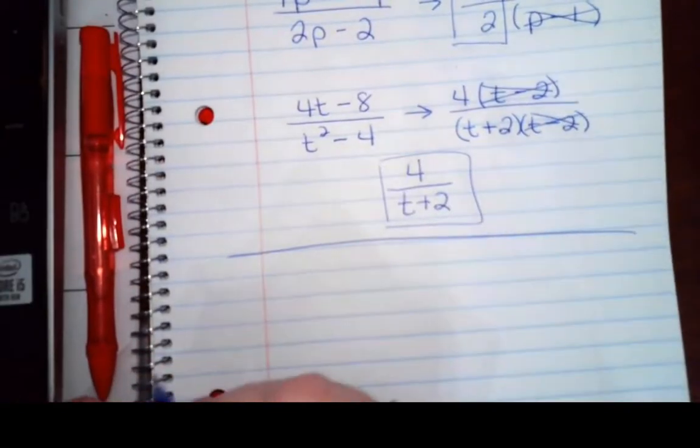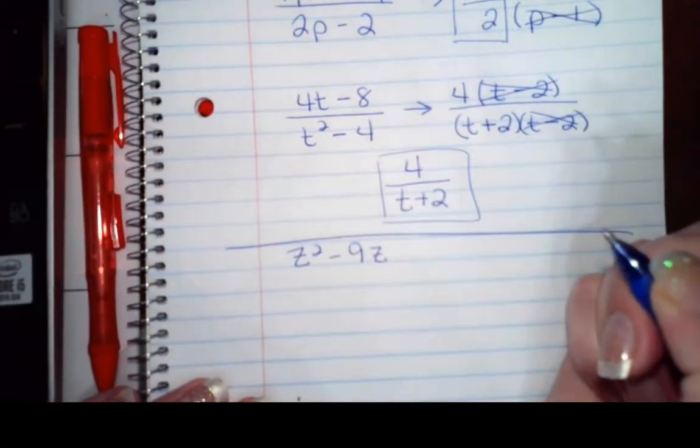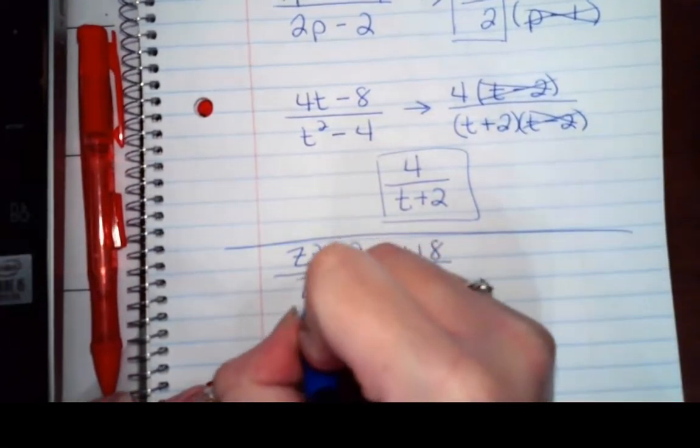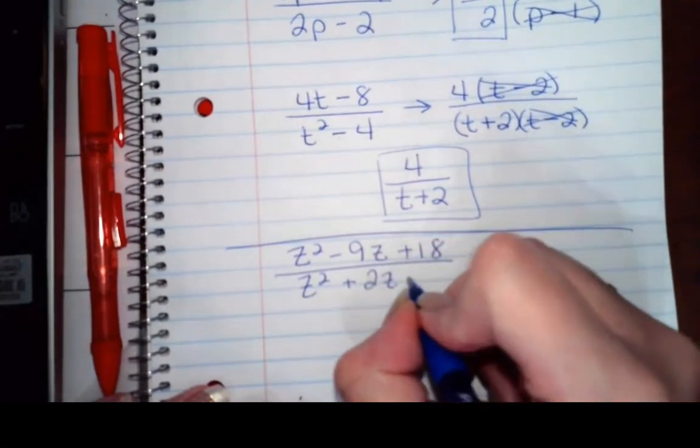All right, we have a z squared minus 9z plus 18 over z squared plus 2z minus 15.